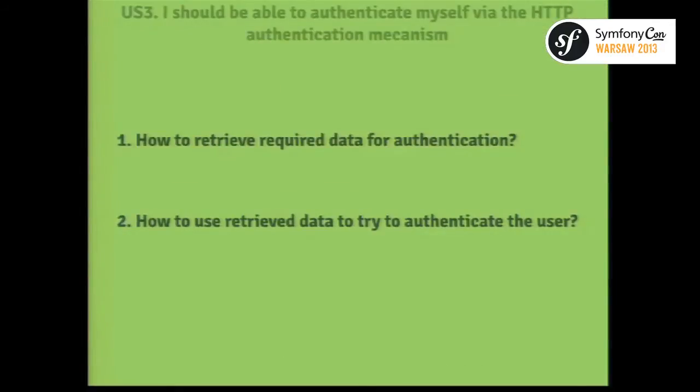Okay, now let's move on to the third user story. Thanks to our work on the second user story and the previous user story, when a user tries to access the admin area, he receives a 401 HTTP response. This response tells him to sign in to access this area. But up to now, it is impossible. The user cannot be signed in. So the application owner said the following statement: I should be able to authenticate myself via the HTTP authentication mechanism.